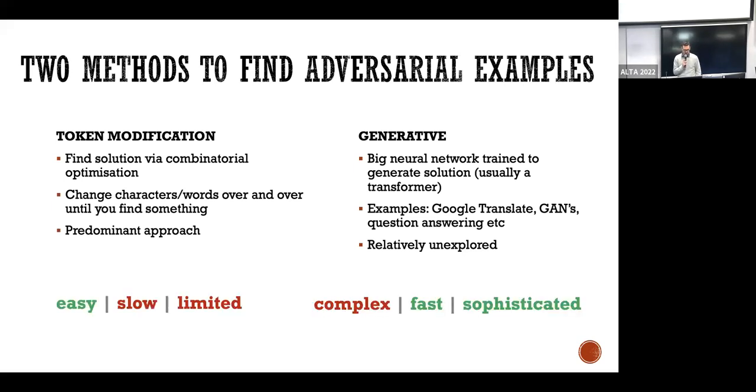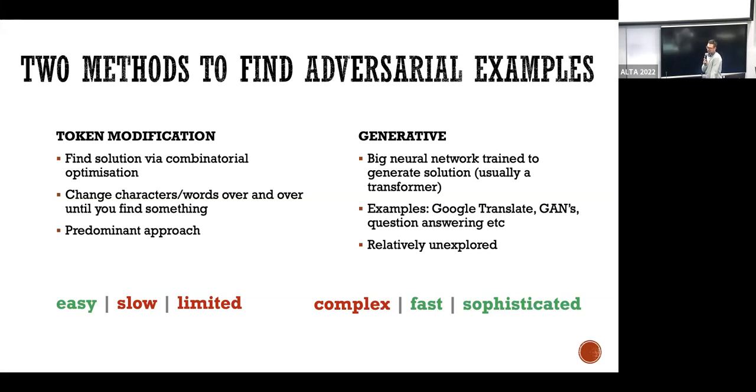Now, each of these approaches has advantages and disadvantages. So if we look at the optimization approach, well, it's pretty straightforward. You just change characters over and over. But as you can see, it's slow because it's not straightforward to do so. And you might change 1,000 characters before you find something. And this can take minutes or even hours, depending on how long your text is and how strong the sentiment analyzer is.